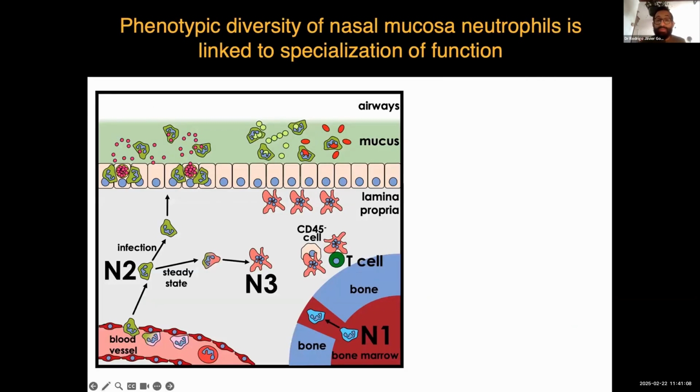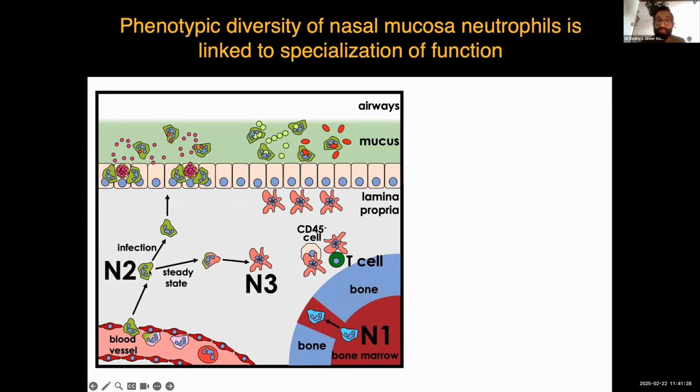Overall, we have then 3 different populations. N1 reside in bone marrow, and they have direct access to the nasal mucosa. Meanwhile, blood neutrophils enter the nasal mucosa to differentiate into N2 neutrophils, which during infection can exit the mucosa, go into the luminal space, and kill pathogens.